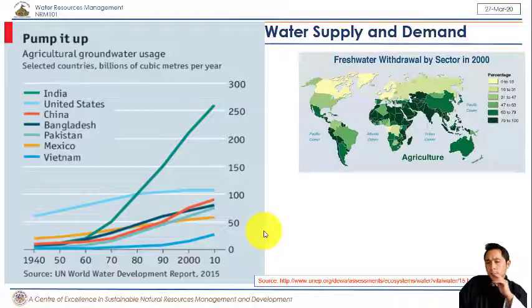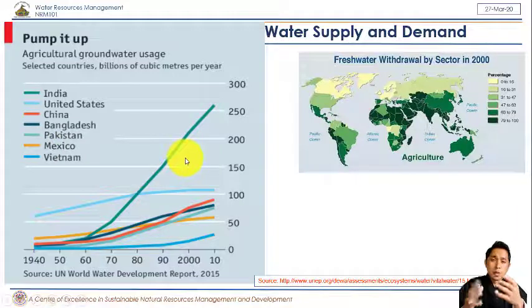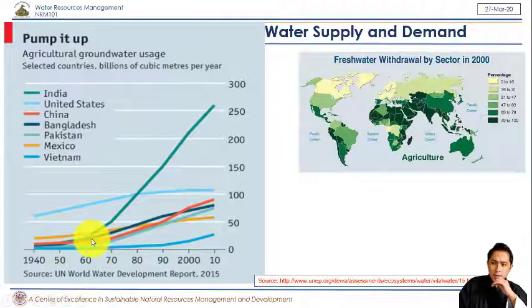One method of withdrawing water is through pumping groundwater. If you look at the statistics of five to six major countries, India tops the list, where water withdrawal from groundwater pumping is quite high and increasing, and it has not stopped. It has increased quite drastically since the 1960s, and it's not stopping now.